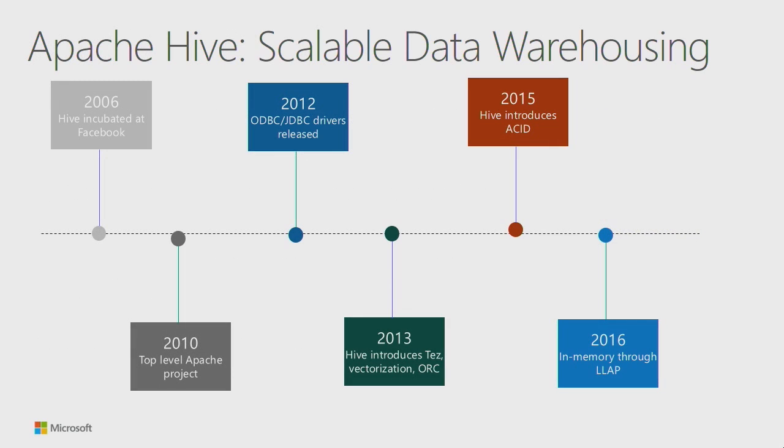Let's just look at how Hive has changed over the years. As I mentioned, Hive was incubated in Facebook in 2005, 2006. It gained a lot of rapid traction, and in 2010, it was made a top-level Apache project. In 2012, ODBC and JDBC drivers were released, and now you could actually have new scenarios, not just ETL, but also BI and reporting scenarios. And then in 2013, Hive introduced Tez, vectorization, and ORC, and this allowed Hive to be much faster.